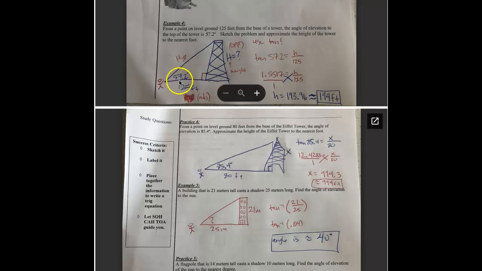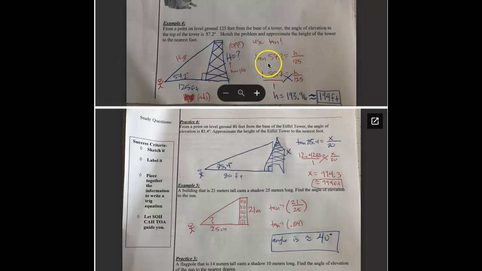On this one, from your angle of elevation, your opposite side is going to be the height of the tower. Your hypotenuse is here, and then your adjacent side is going to be the 125. So remember, tangent equals opposite over adjacent. So over here, tan of 57.2 equals h over 125.